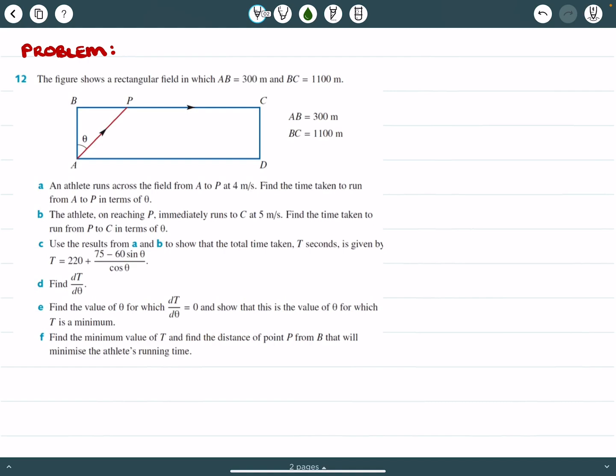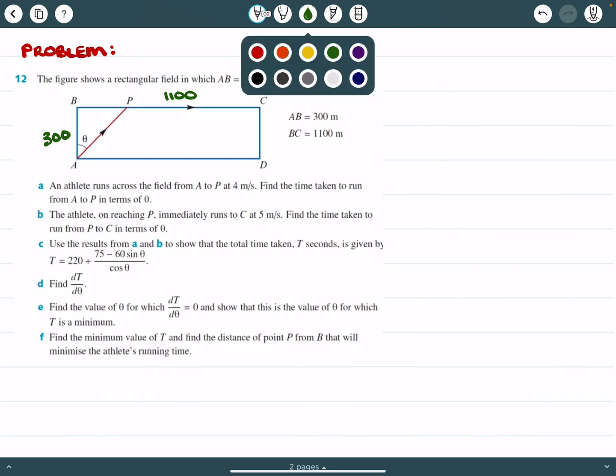So probably the first part, before I even continue with the problem, is just to label these sections. So AB being 300 meters and BC being 1100 meters. Part A: an athlete runs across the field from A to P at 4 meters per second. Find the time taken to run from A to P in terms of theta.